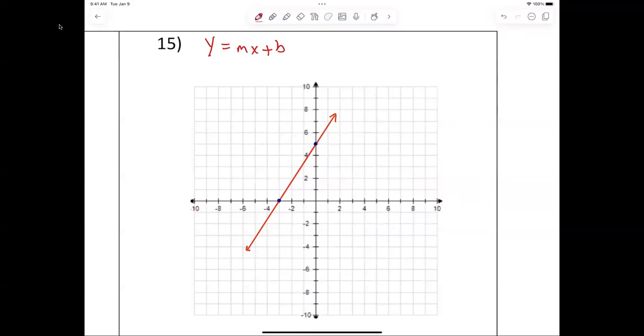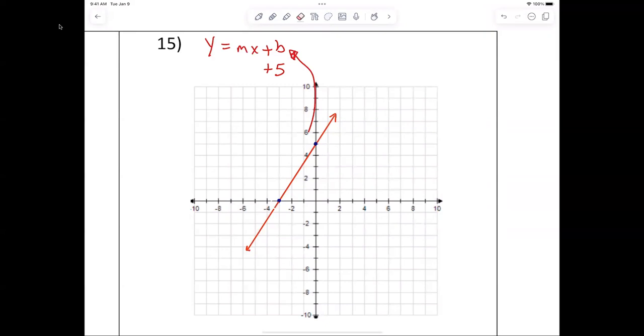So I can replace the b with a 5. Everybody with me on that? Look how easy. Does everybody see how easy that is? This right here is the y-intercept. That number goes right there. Now I need to calculate the slope. So I put 2 dots on the line for you on purpose.